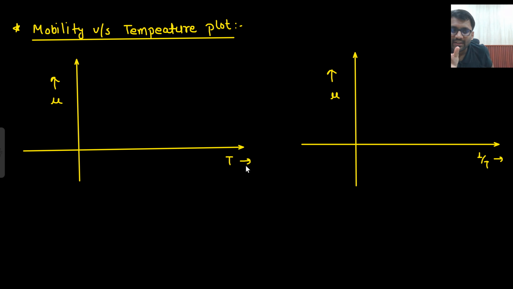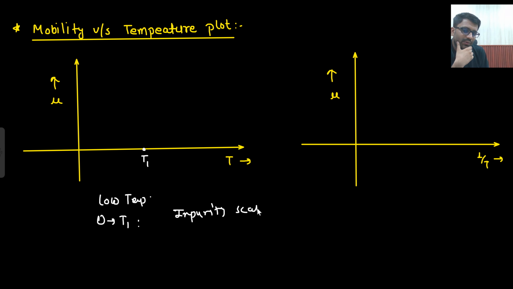Just think about two temperature ranges, low temperature range and high temperature range. Let's say this is a particular temperature T1. Before T1 you are thinking of the low temperature range, after T1 the high temperature range. So let's talk about the low temperature range, from 0 to T1. In the low temperature range, who is dominating? Impurity scattering is dominating, right? So only you need to think about impurity scattering.